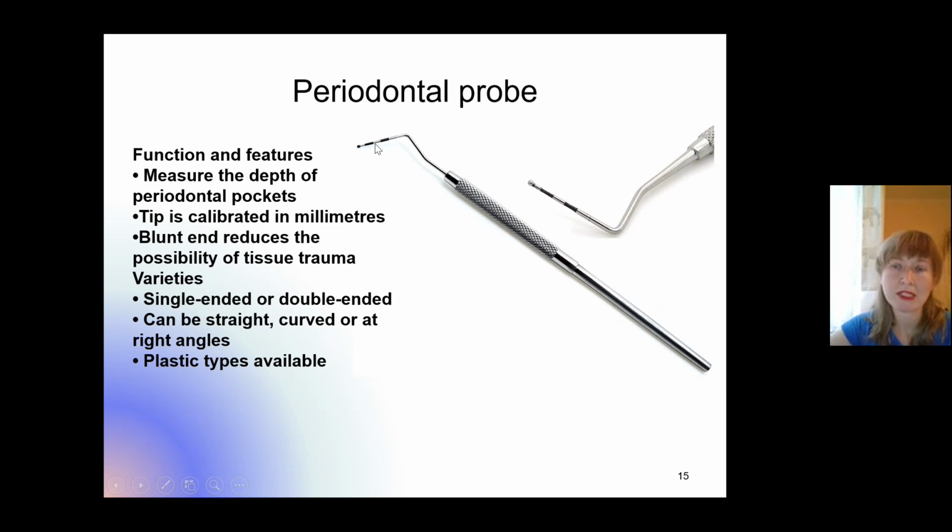This size of these millimeters can be different, but if it is standard World Health Organization probe, the length of this calibrated part, black or white, usually is 3 millimeter. So every part is 3 millimeter. That's why it is easy to measure the depth of periodontal pockets. Varieties. It can be single-ended or double-ended. It can be straight, curved, or at right angles. Sometimes plastic types are available.